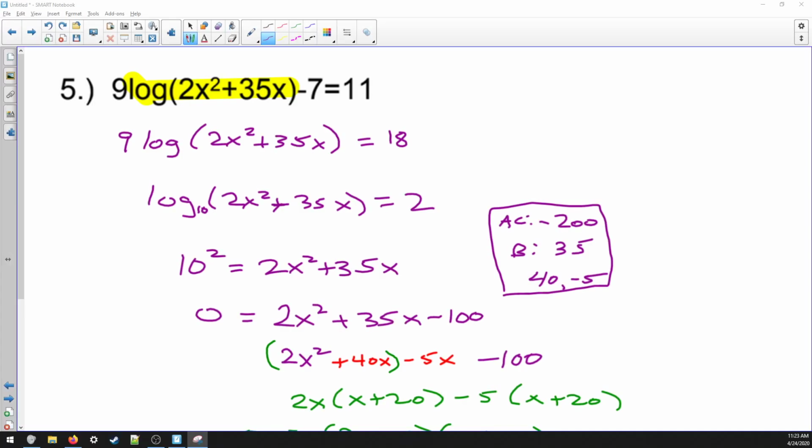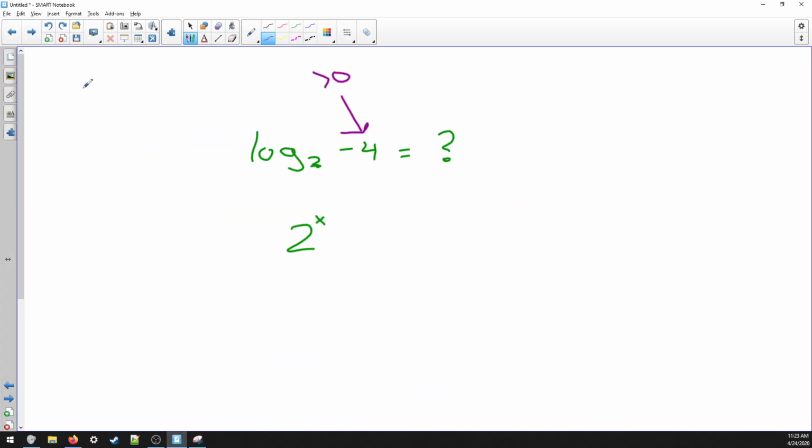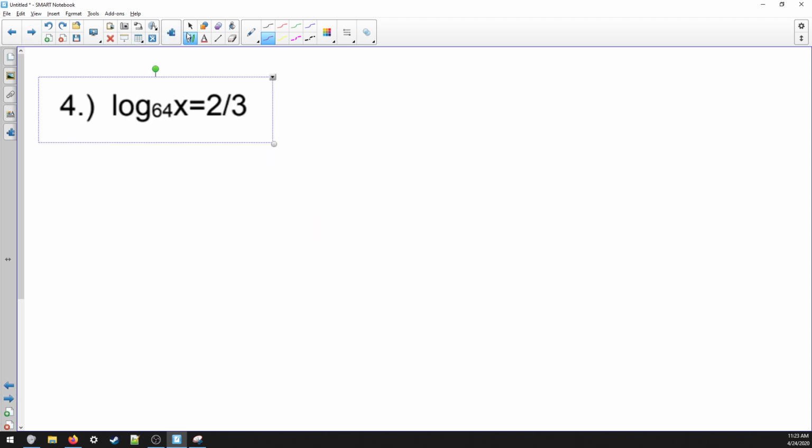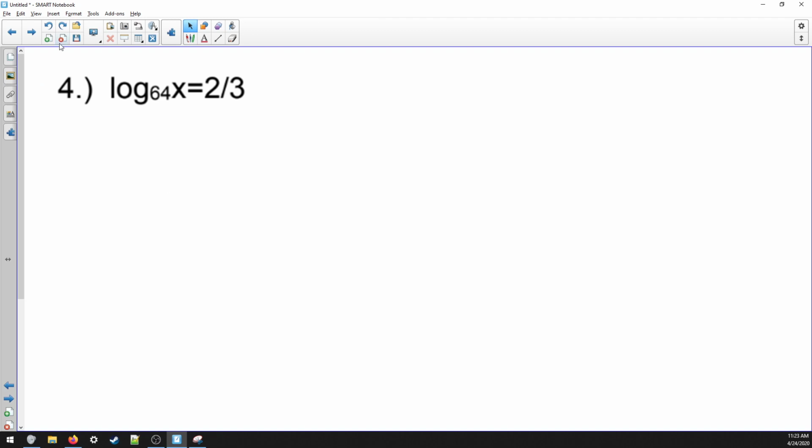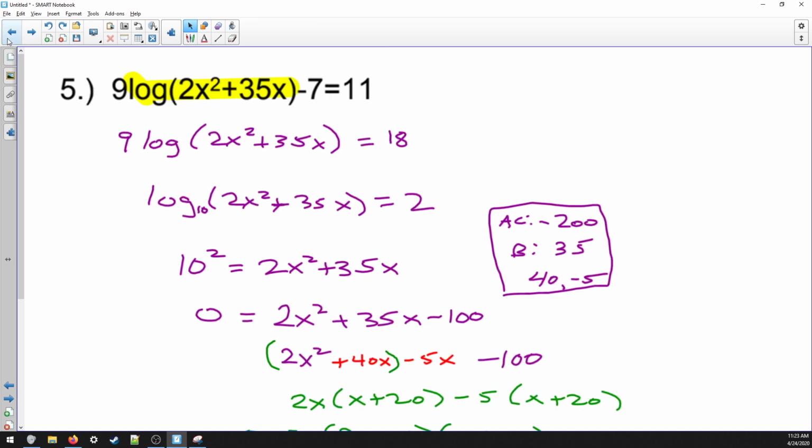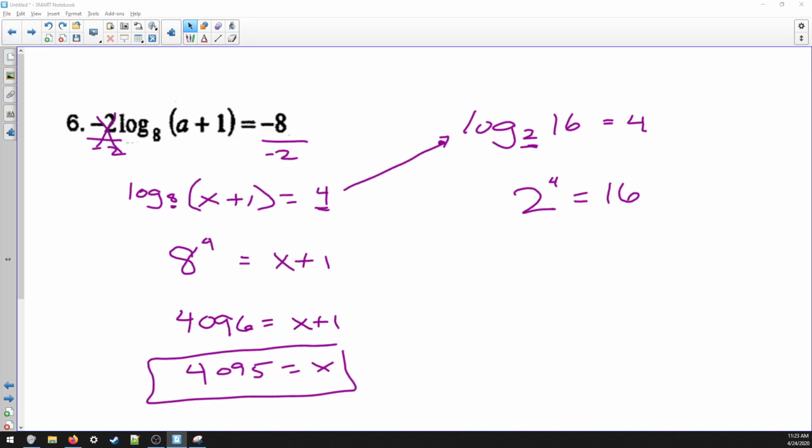Here's number 4. So this one's not going to take us near as long as the other one because there's no factoring involved, but it's a good problem to see with the fraction. So here's the idea with this one. Let me go back to this one because I think it's got our good example.